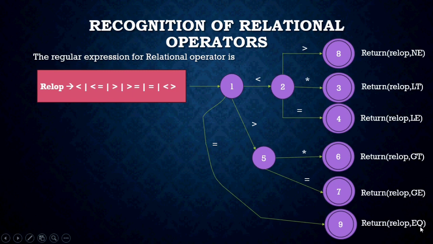So altogether we have 6 different states, but here we are actually returning 2 types of attributes. When we find a particular token, or when we find the relational operator, the first portion says that it is a type of relational operator, and the second says its value. So NE is called not equal to, LT is called less than, LE is called less than or equal to, GT is called greater than, GE is called greater than or equal to, and EQ is called equal to.